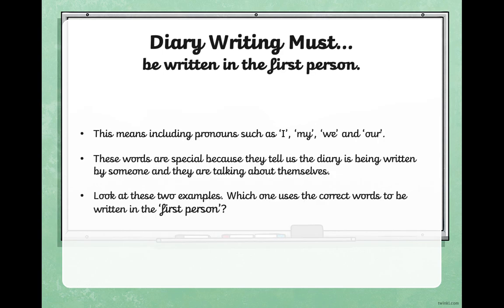Diary writing must be written in the first person. This means including pronouns such as I, my, we and our. These words are special because they tell us the diary is being written by someone and they are talking about themselves. Look at these two examples. Which one uses the correct words to be written in the first person?